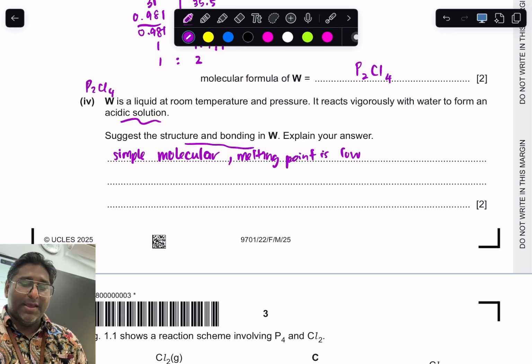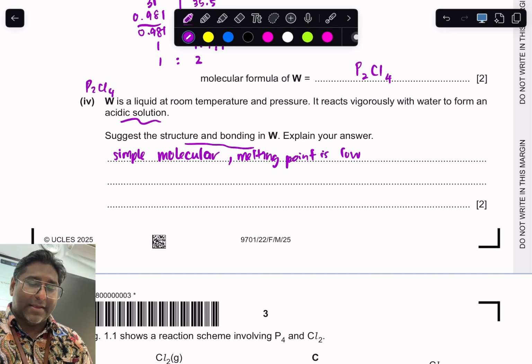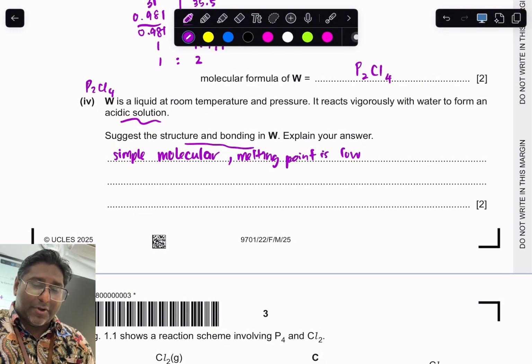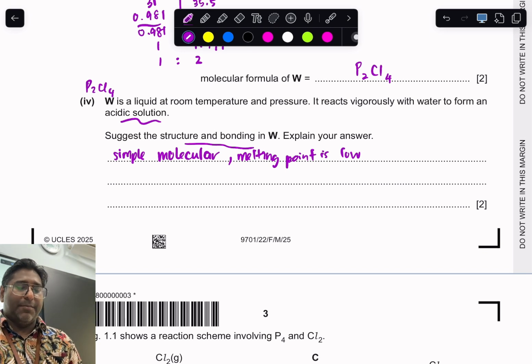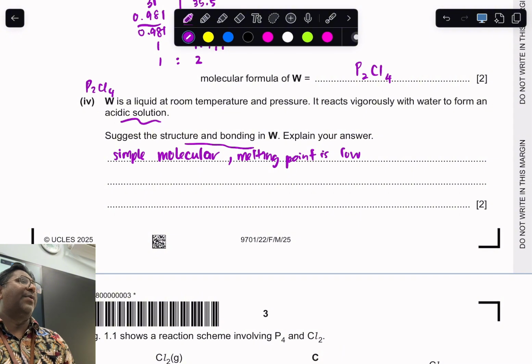Because it has weak van der Waals forces, VDW, if you want to write. Because they have weak van der Waals forces, I can deduce this is simple molecular.